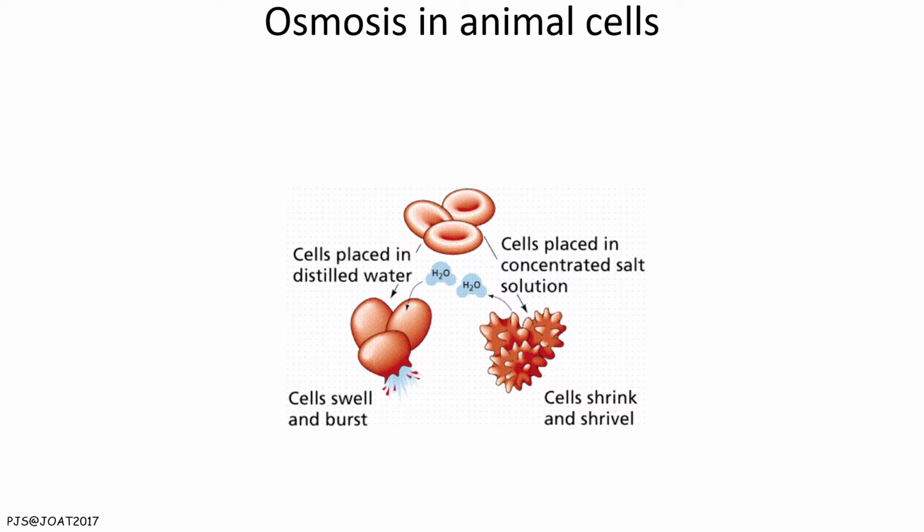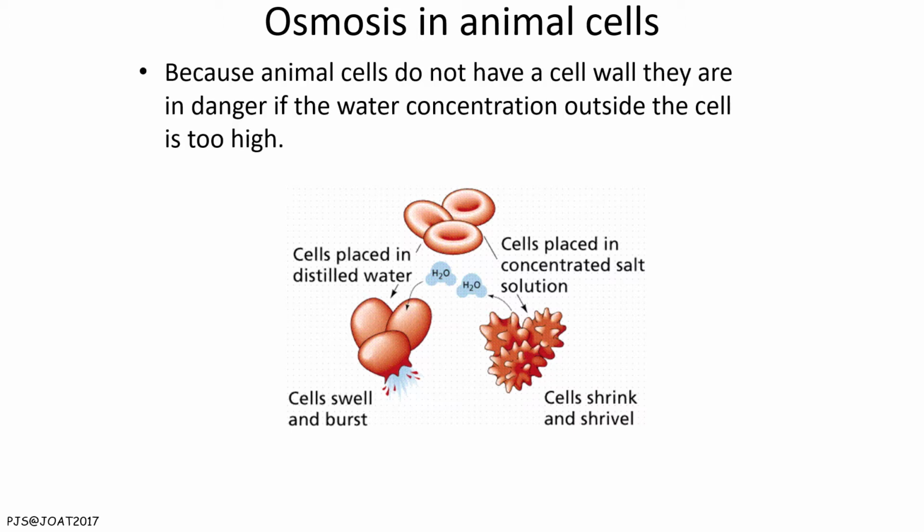So osmosis in animal cells is dangerous. Because animal cells do not have a cell wall to protect them, they are in danger if the water concentration outside the cell is too high, because they'll burst, and if they're placed in a salt solution, they will shrink and shrivel. You can remember this by if you put lots of water in a balloon, it would get really fat. So if you put them in a high water concentration, they're going to get really fat. And if you put them in a salty solution, beginning with S, they're going to shrink and shrivel.